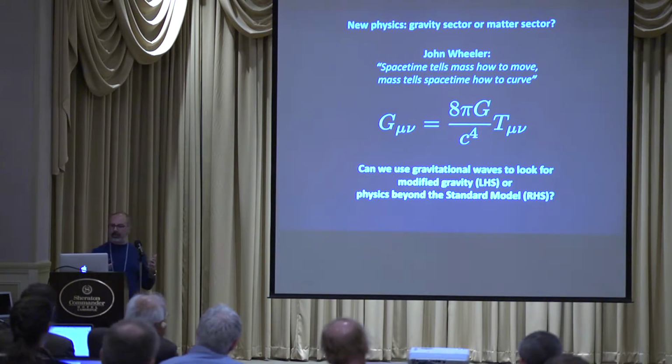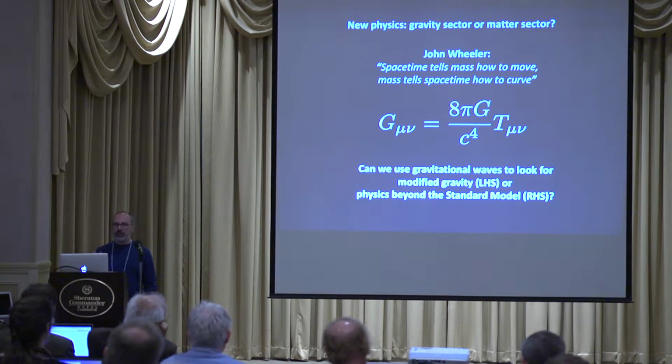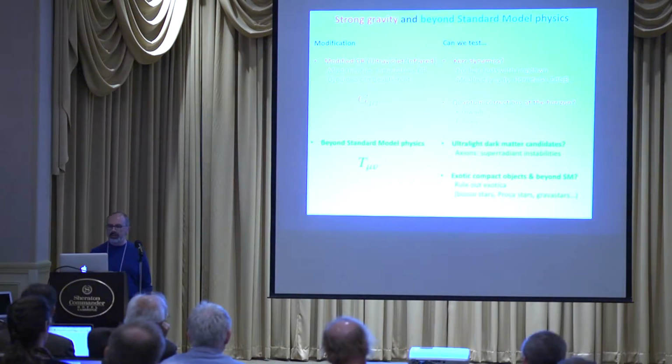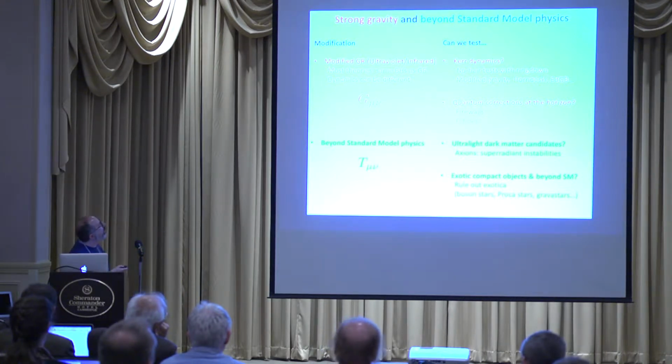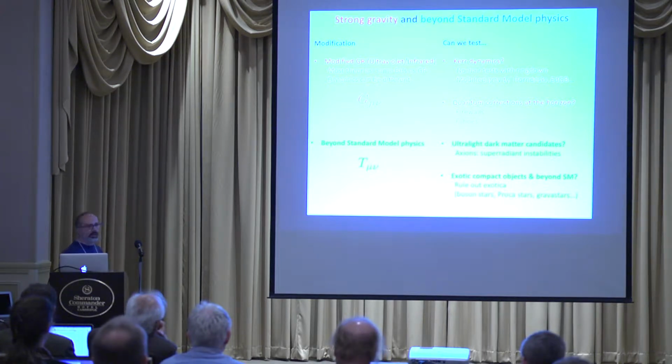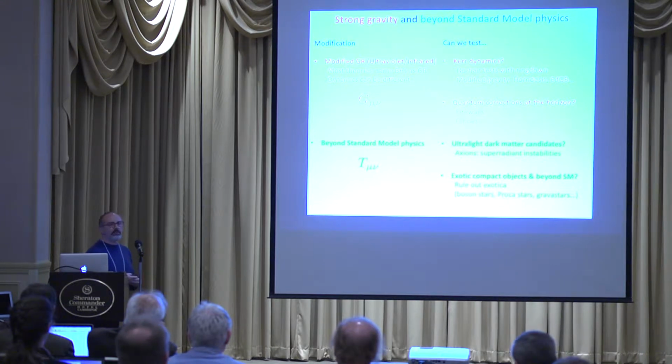I will try to answer the question, what can you test if you modify the gravity sector, and what can you test if you modify the matter sector using gravitational wave observations similar to the binary black hole that we have seen. So what I will argue is that if you modify GR, you can modify it in several ways. You have very tight constraints, of course, for doing so. But these will very often lead to the same metric as in general relativity.